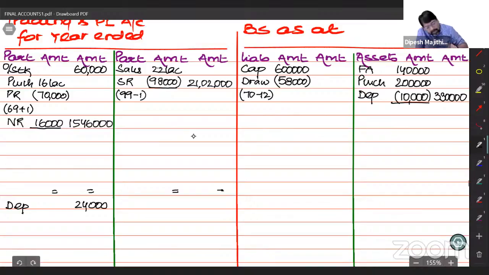Debtors is an asset. There is no adjustment in debtors. How much? 2,50,000. Thereafter, there is creditor, liability. How much? 2,20,000. And there is an adjustment in creditor, chartered.